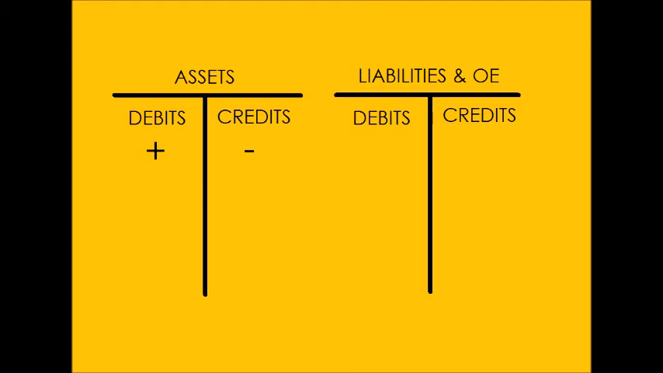This reverses for liabilities and owner's equity. The value of a liability or equity increasing means that value is added to the credit side of an account, while decreases in liability or equity result in changes on the left side of an account.